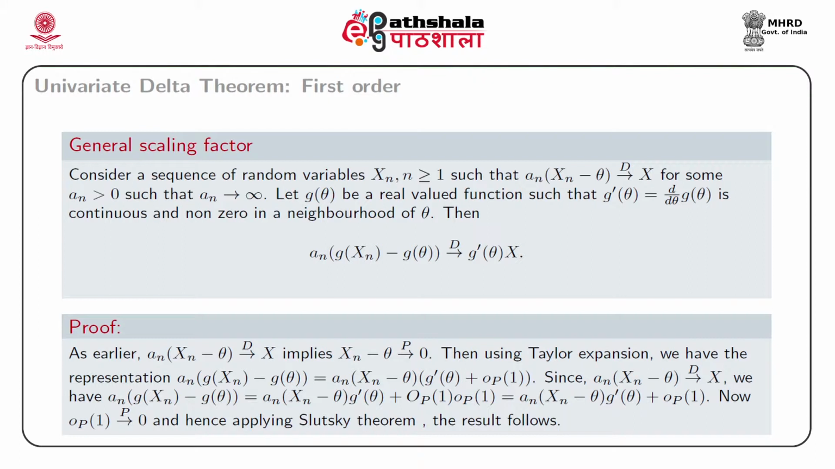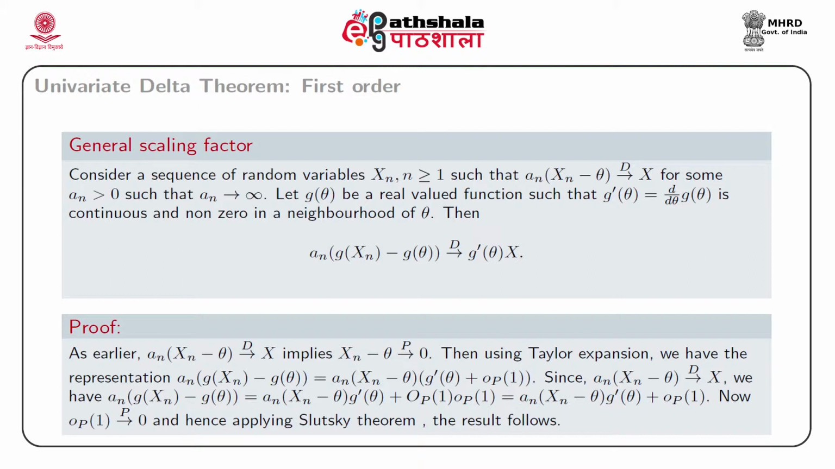and using Taylor expansion we have the representation that a_n multiplied by (g(X_n) minus g(θ)) equals a_n multiplied by (X_n minus θ) into g'(θ) plus small o_p(1). Since a_n (X_n minus θ) converges in distribution to X, we have a_n (g(X_n) minus g(θ)) equal to a_n (X_n minus θ) multiplied by g'(θ) plus big O_p(1) multiplied by small o_p(1).